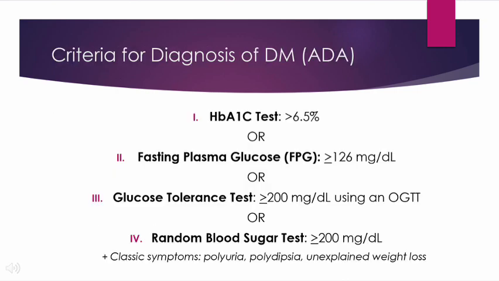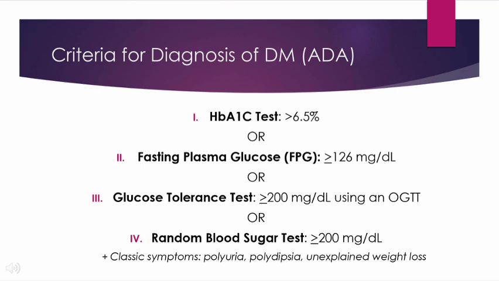Now, let us discuss how diabetes is diagnosed. The slide shows the criteria based on the American Diabetes Association. There are 4 main diagnostic methods. Each test has a specific purpose and gives us different information about blood sugar levels.